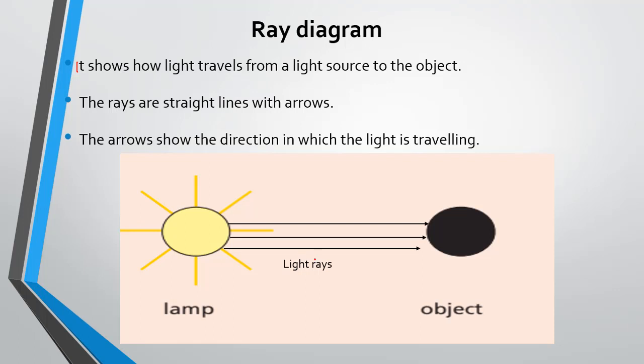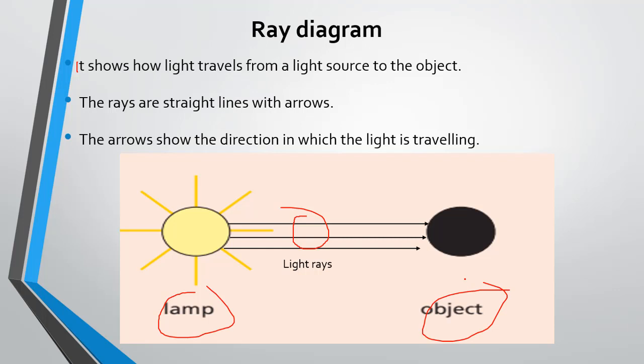So light rays are these three. These light rays have arrows, and the arrows are showing that light is moving from the lamp to the object. So this is our lamp and this is our object. That's about a ray diagram.